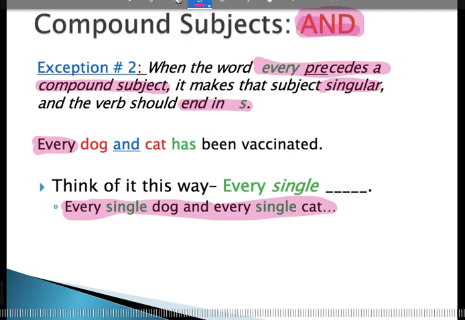So we say has. So we have the singular verb because we're talking about every single dog and every single cat. So if the word every precedes a compound subject like dog and cat, then we're going to consider that compound subject singular and the verb should be singular as well.